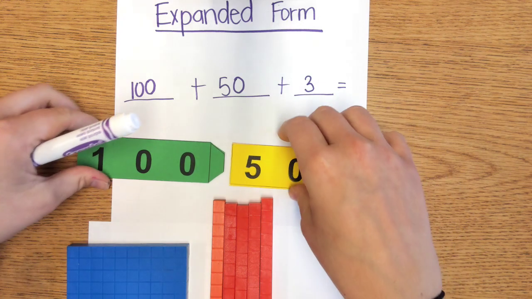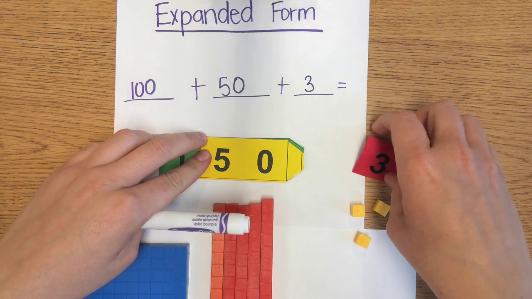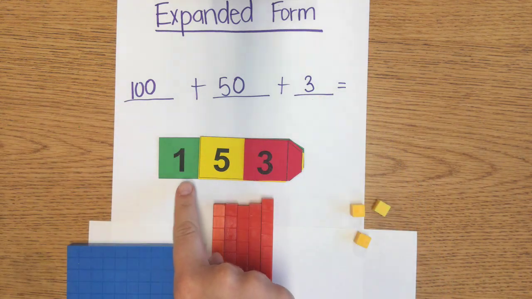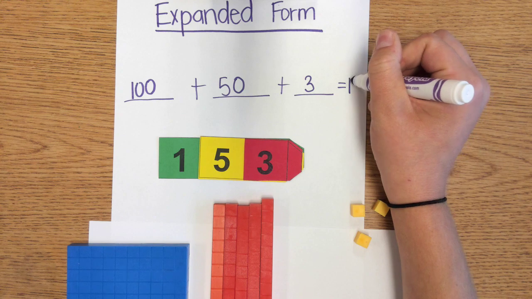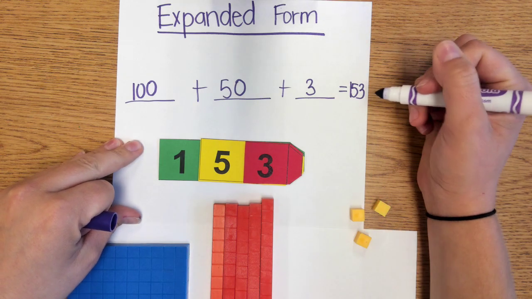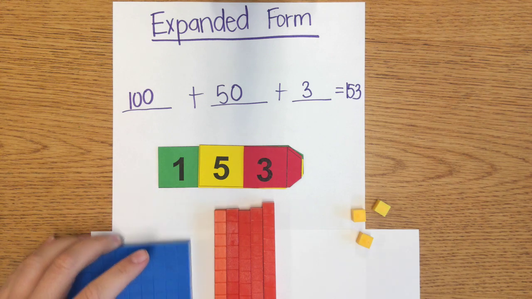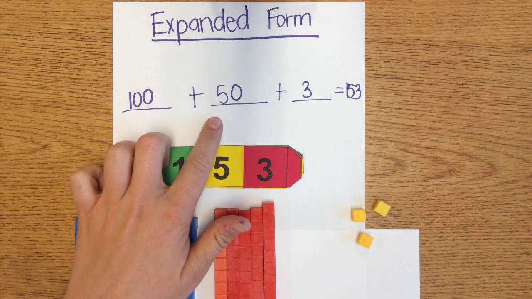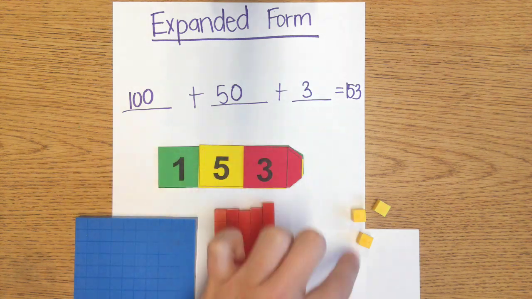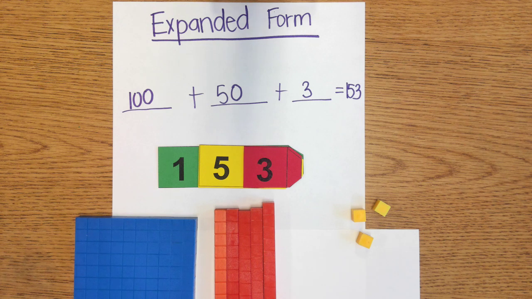And so when I add 100 plus 50 plus 3, my answer would be 153. So I know that 100 plus 50 plus 3 is 153. So remember that expanded form is telling the value of what you have in each place. It's not just saying the number, but pulling it apart to say that when I have 100, I actually have 100. 5 tens, the value of that is 50, and the value of 3 ones is 3. So that when I put all of those numbers together, my number is 153.